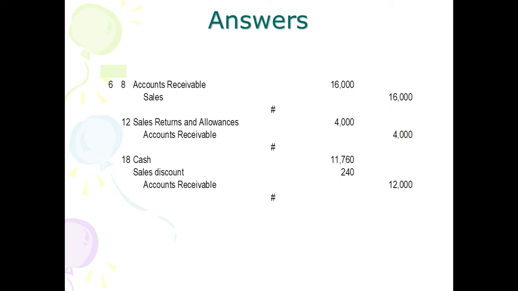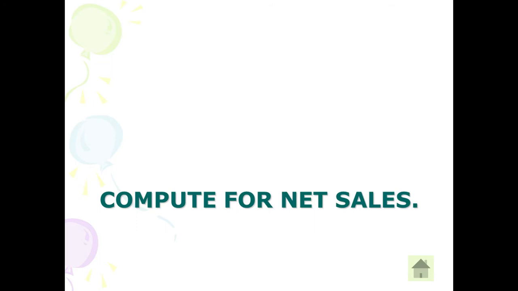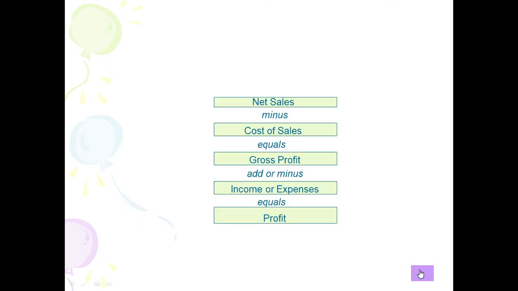At this point, may I now ask you to compute for net sales? To compute net sales, you have sales of 16,000, less sales returns, so 16,000 minus 4,000, less your sales discount of 240 pesos. Therefore, our net sales for this particular set of transactions is 11,760. So I hope you were able to get the computation of net sales. It's actually quite easy as long as you remember the formula for net sales.